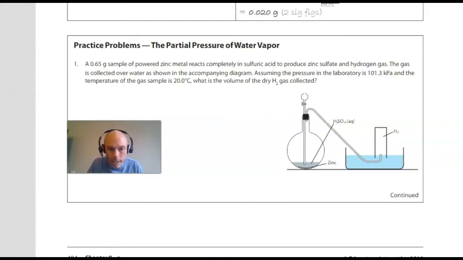I'm on page 492 of the ebook, looking at practice problem 1 here at the bottom of this page. So I'm going to copy and paste this into a whiteboard, and we'll solve it together.